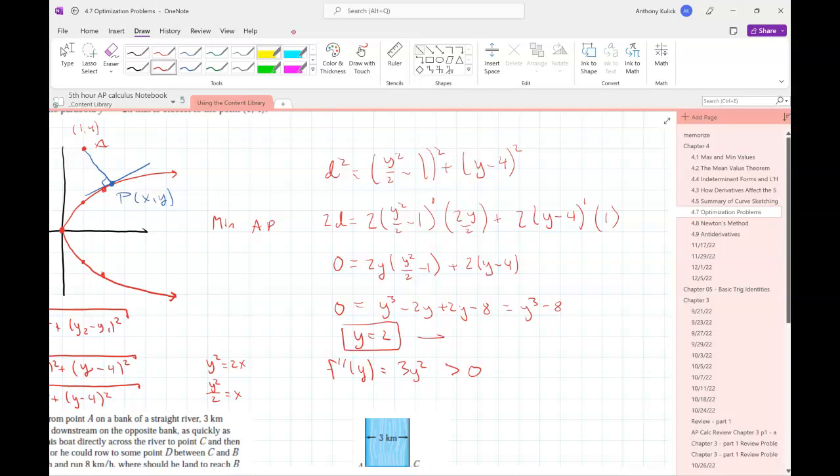So what is the value for x there, if y equals 2? x is going to equal y squared over 2. So 2. So we have the point (2, 2).